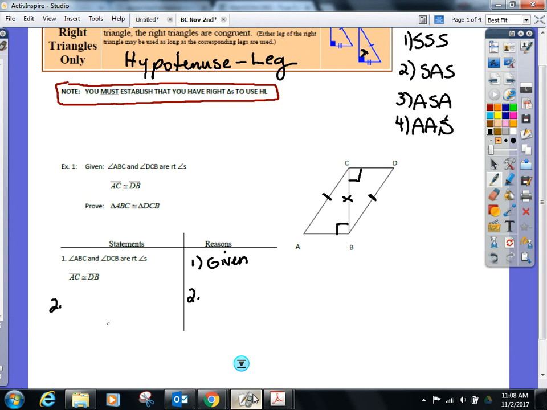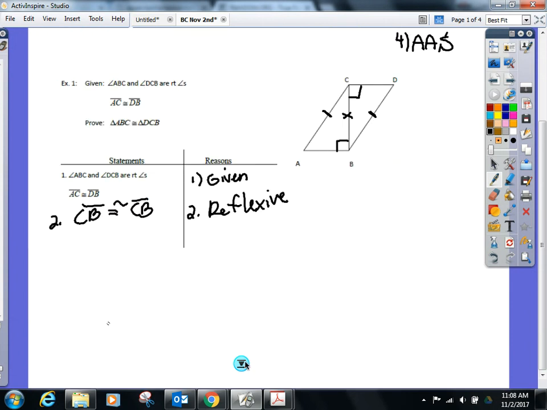Okay, here, we'll do it a different way. I always have a backup. Emily, ready? What else do I need? CB is congruent to CB. And my backup, Emily, is you guys decide. Need somebody else now. Don't care who.